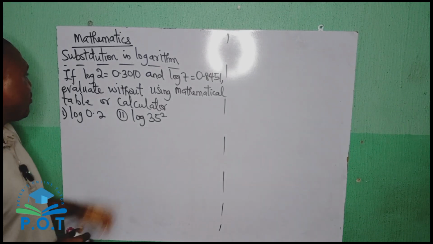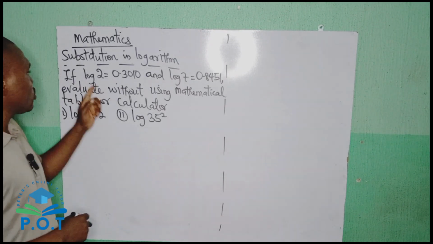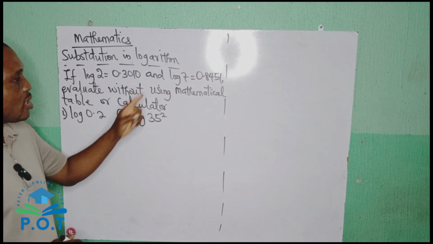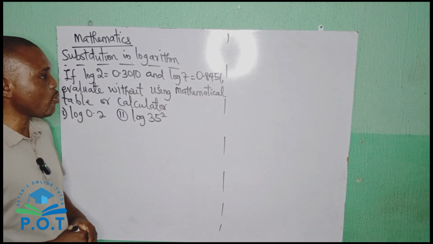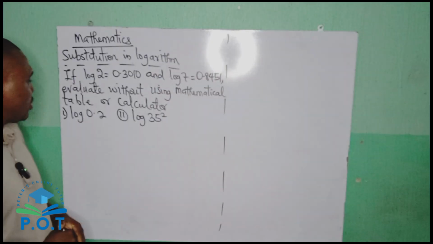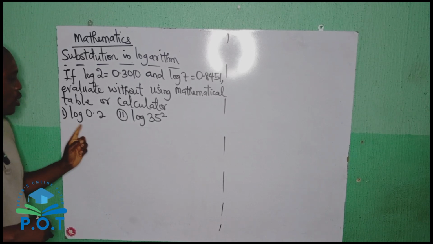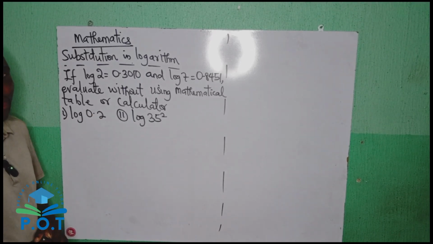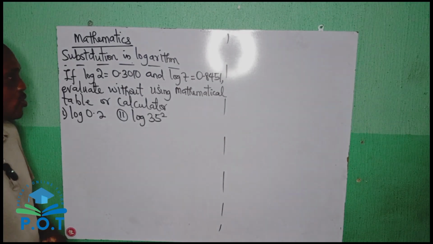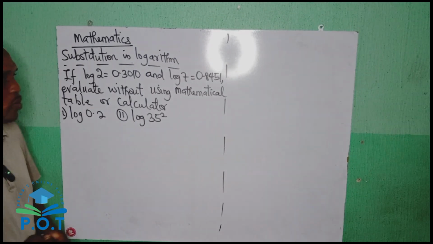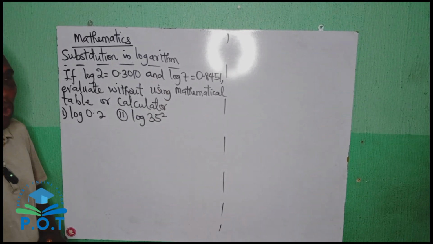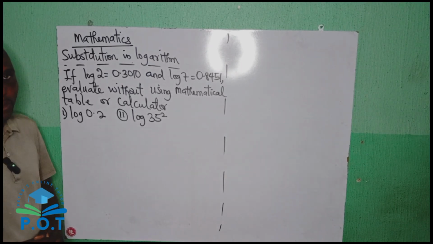Alright, so we have a question on the board. If log 2 equals 0.3010 and log 7 equals 0.8451, evaluate without using mathematical table or calculator: Roman figure 1, log 0.2, and Roman figure 2, log 35 raised to the power of 2. All right, so how do we solve this question? We are given this, and then we are asked to find this without using calculator or mathematical table. So let's start.